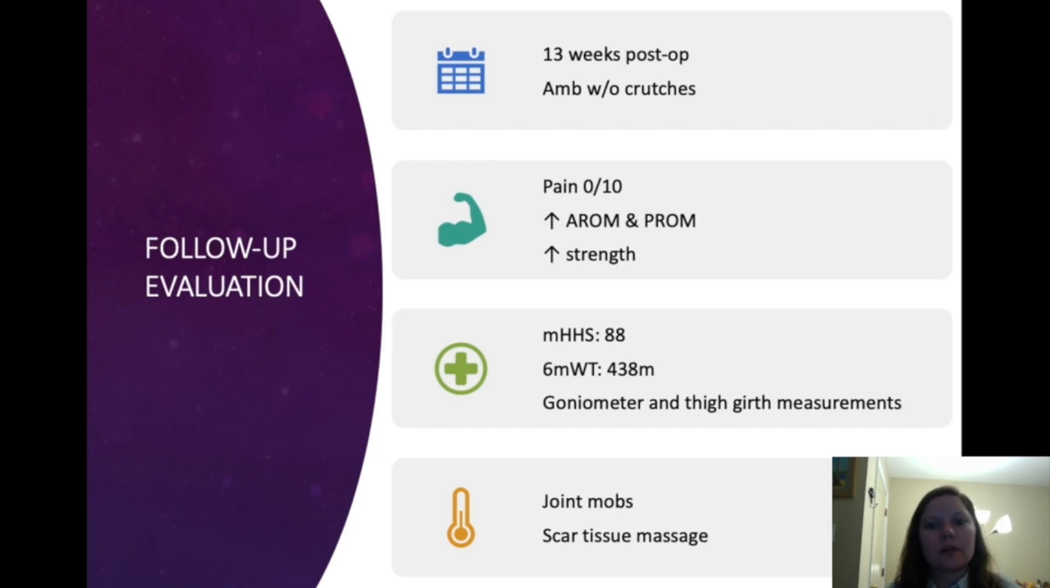We did another modified Harris Hip Score. She scored an 88, which is great. It's almost there. And then we did a 6-minute walk test, and she was able to do 438 meters in 6 minutes, which is pretty good.